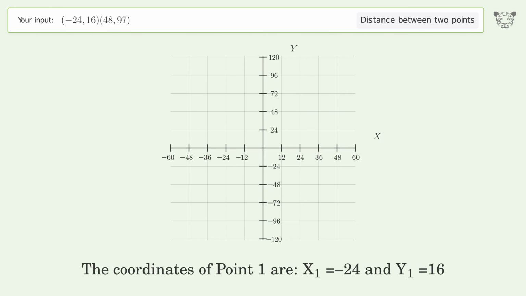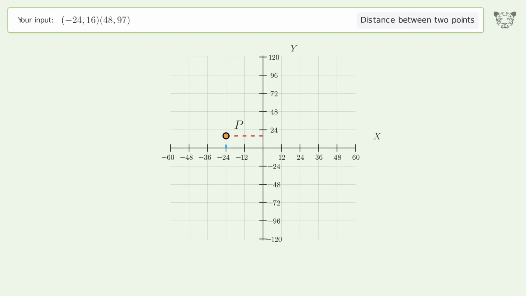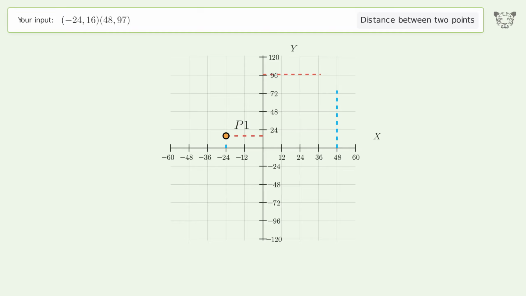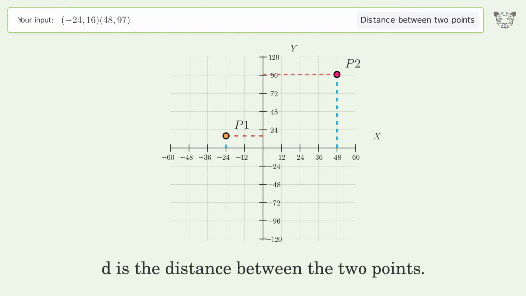The coordinates of point 1 are x1 equals -24 and y1 equals 16. The coordinates of point 2 are x2 equals 48 and y2 equals 97. D is the distance between the 2 points.